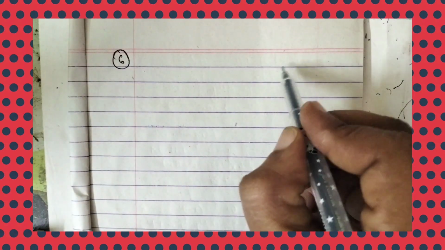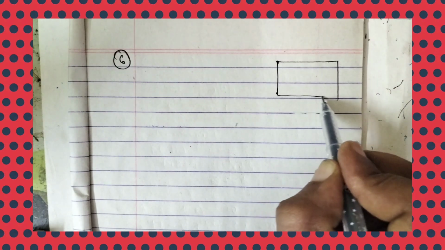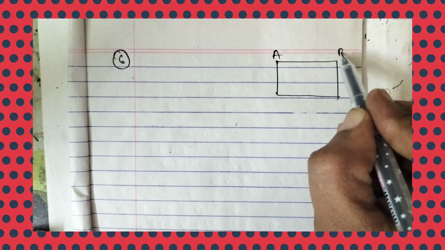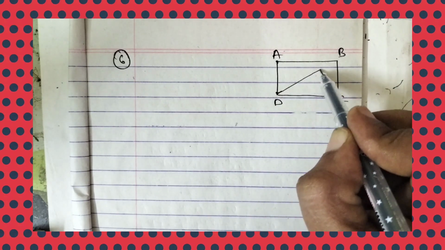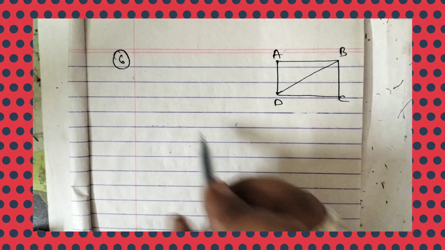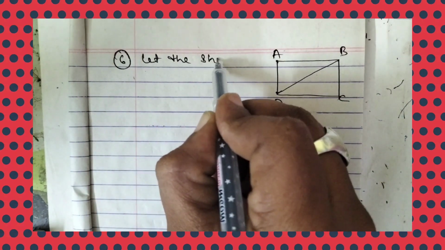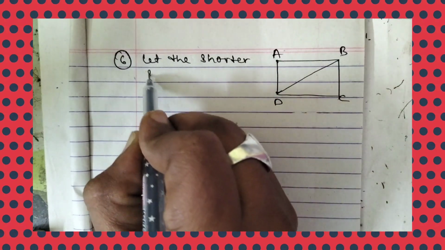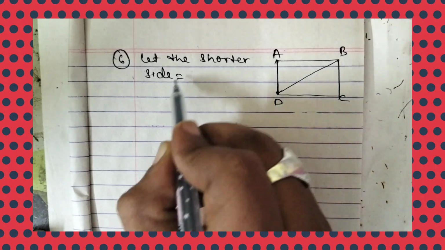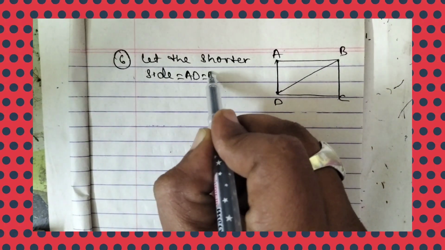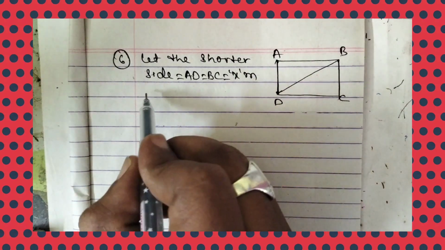So in question number 6, first let us draw a rectangle. So this is a rectangular field. ABCD is a rectangular field, and here BD is the diagonal. So now let us take the shorter side. Which is the shorter side? One is AD, another one is BC. AD is equal to BC is equal to x meter.